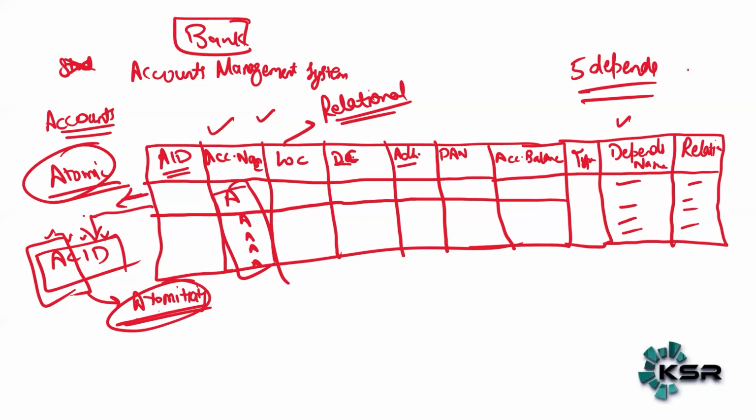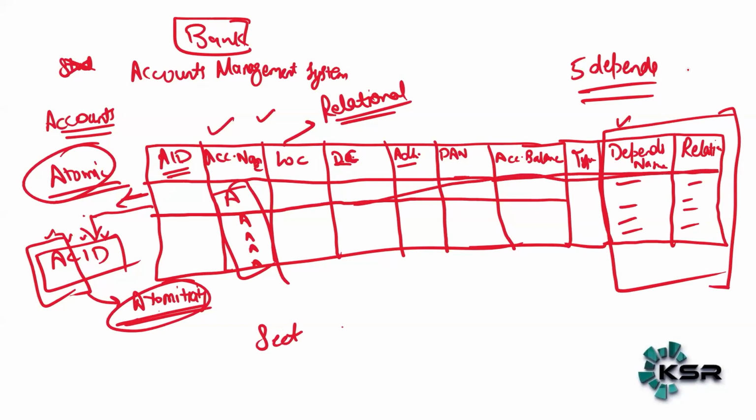Yes. So now, suppose you want to get the dependents' names, all the dependents' names you want to get. So then what will you be querying? Select, right? So then you will be getting all these extra details in the query, which is not required at all, isn't it?